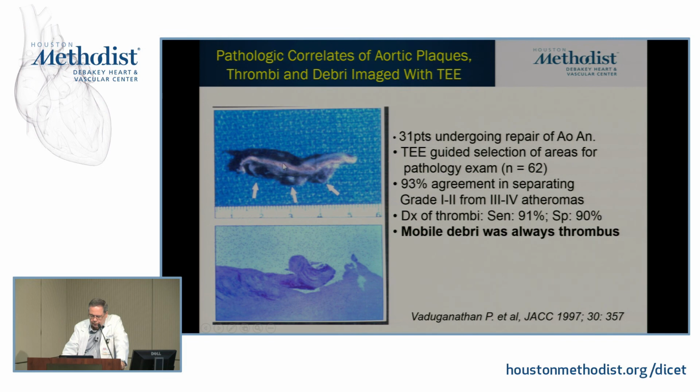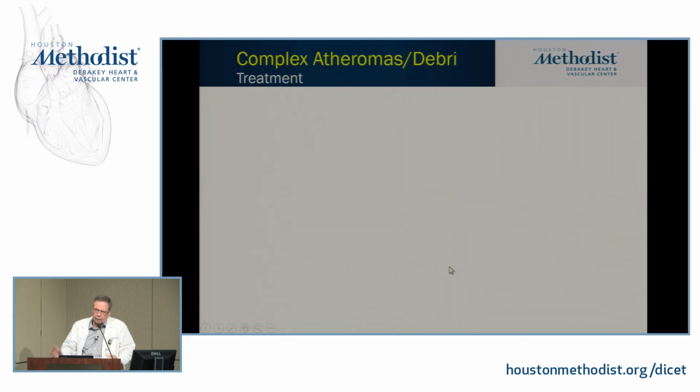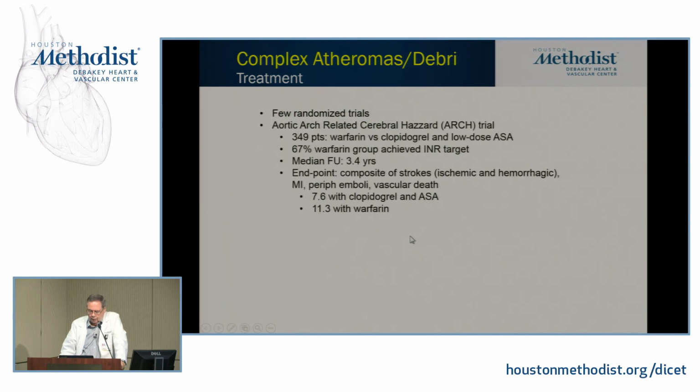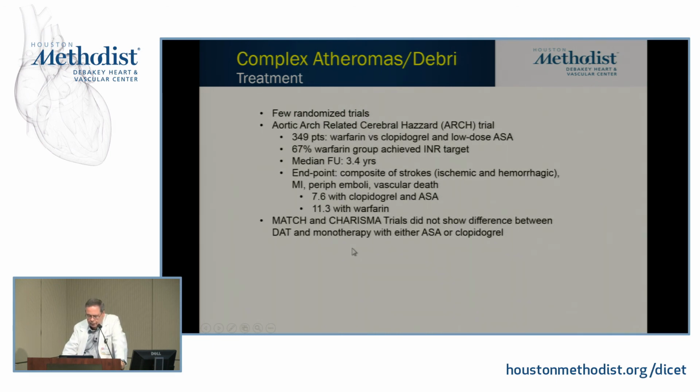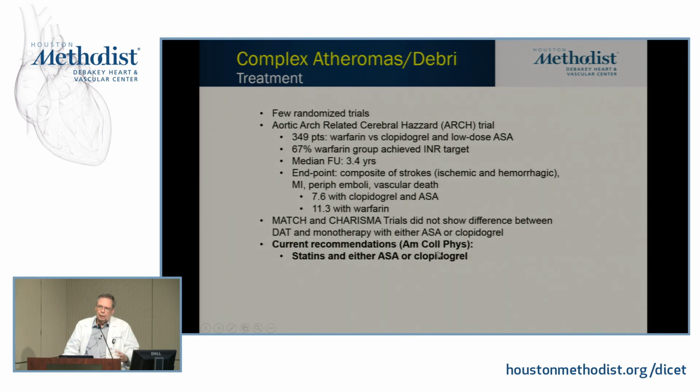When we did a bunch of these patients, took them to the OR. And after that, further studies have shown that these are thrombi attached to these complex atheromas, and we still don't know how to treat them. So trials have been done. There's been a lot of controversy and arguments. The bottom line is that right now, the current recommendations are statins and either aspirin or clopidogrel. Anticoagulants didn't quite show what people were hoping for. So this is still kind of a difficult syndrome to treat.